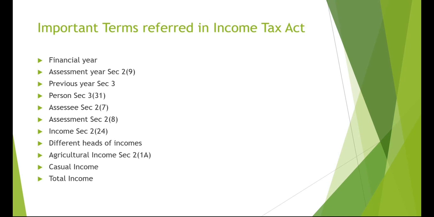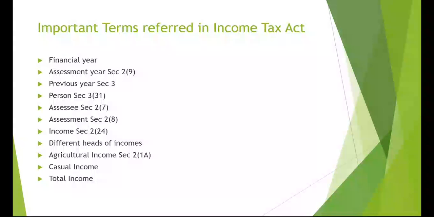Then the next comes assessee, section 2, subsection 7. Here the assessee means a person by whom income tax or any other sum of money in the form of penalty or interest is payable under the Income Tax Act. Such a person is called an assessee. To say it very simply, an assessee is a person who earns income and is liable to pay tax or get a refund under the Income Tax Act of 1961.